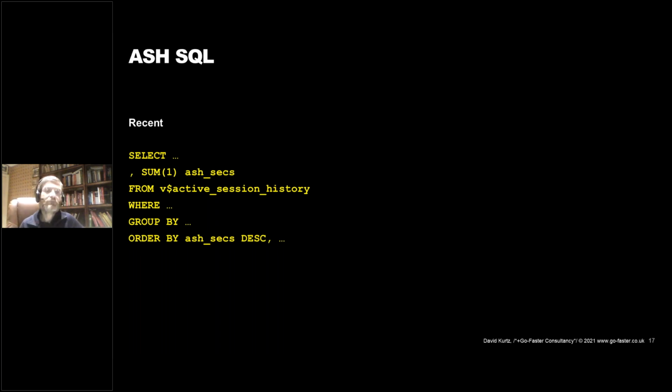But if it's recent, you look at V$ACTIVE_SESSION_HISTORY, you count 1 second per row, so it's SUM(1), where it's the rows I'm interested in, and that depends on your question, grouped by the thing I want to profile by. What are the top things I'm interested in? Might be SQL_ID, might be plan hash value, might be something else. And then order it by the amount of time accumulated in descending order, so that you have a profile with the thing at the top that burned the most time.